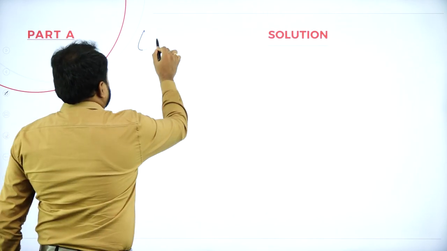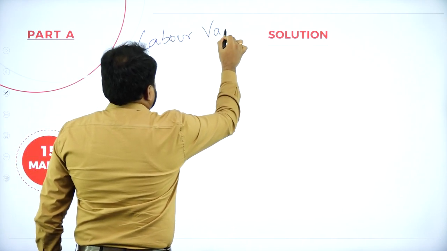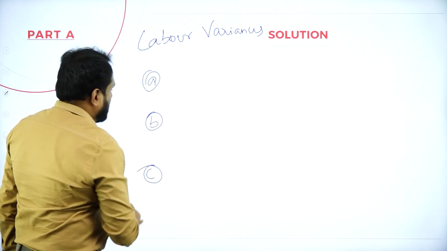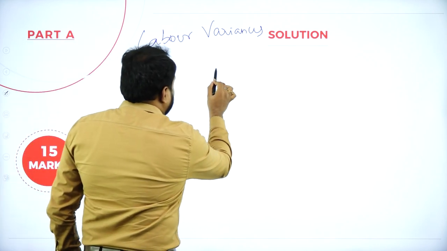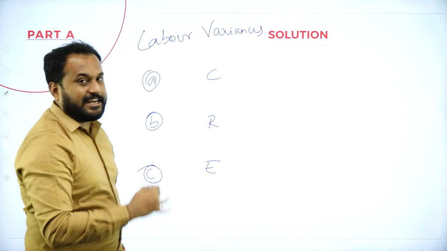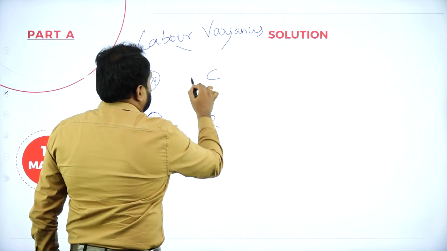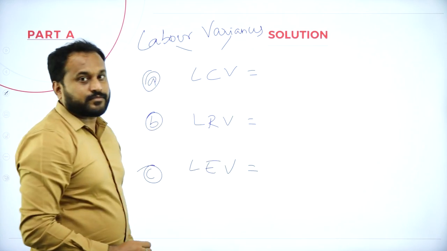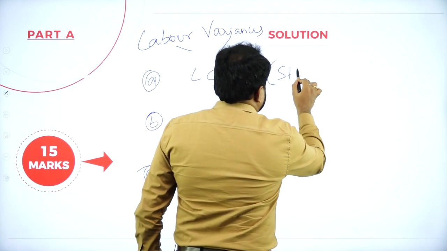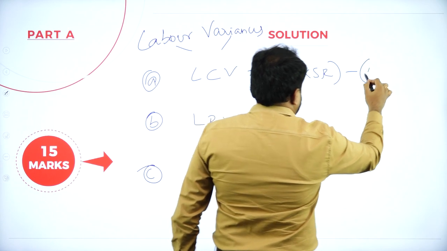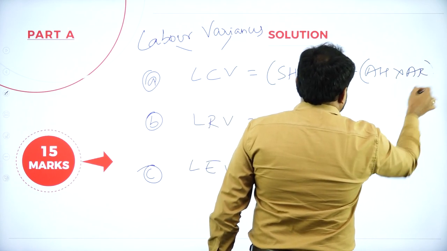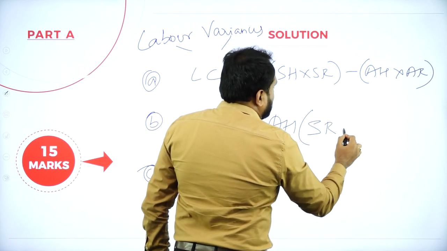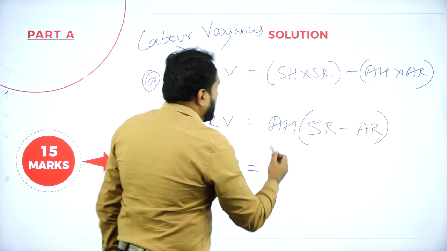Now we'll go with the labor variances. Again, A, B, C. What you should do is just write CRE. Don't you feel it's like creative, CRE? Now, labor cost variance is equal to SH into SR minus AH into AR. Same way, block it, AH. Here H has come, so what should come in? R. Standard will come first. Now here SR, SH minus AH.